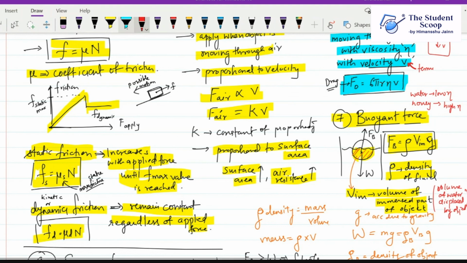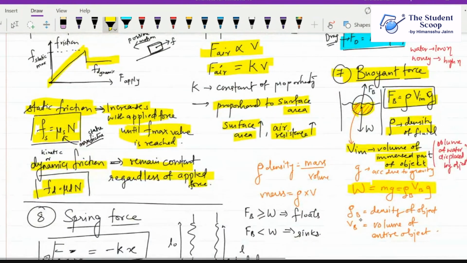Then we have the weight. In most buoyancy-related problems, instead of giving the mass, they give us the density of the block or some object. Mass can be replaced by density times volume. Here the density is not the density of the liquid, but the density of the object itself, and V_b is the volume of the entire object. So these are the minor things that we need to be aware of.